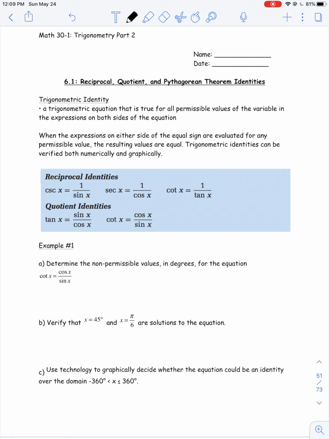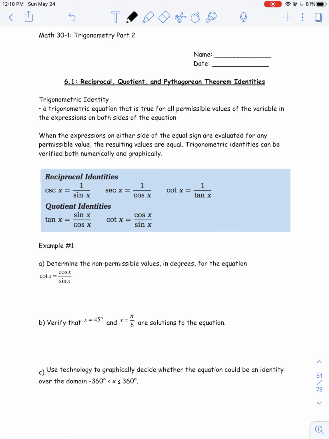So we need to take out the non-permissible values, and we need to find out what values are allowed, where if you do this algebraically or graphically, the left side does equal the right side. So these are known reciprocal identities. Cosecant is equal to 1 over sine x. If you flip sine x, it's the reciprocal of it. Secant is the reciprocal of cos, which is 1 over cos x, and cotangent is 1 over tan x.